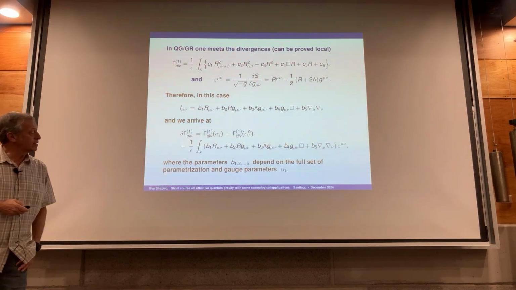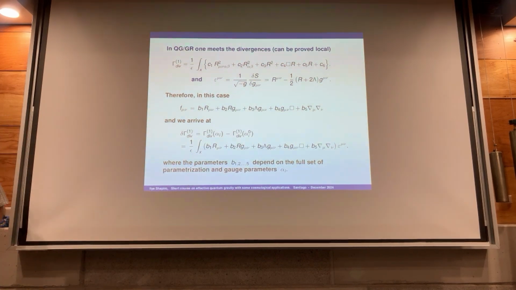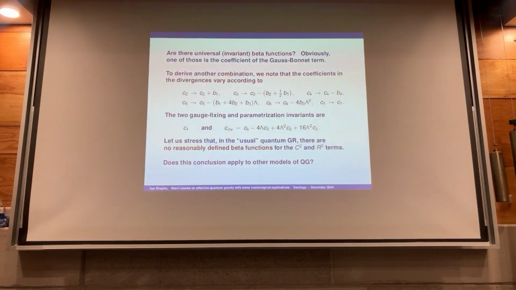Okay? So we see that in these modifications, because of the choice of different parameterizations and different gauge fixings, you have the Gauss-Bonnet invariant unstable. Is it all? No. You may have also this combination, okay, in Einstein gravity. You may have also this combination, which is universal. Okay? So what does it mean for us?